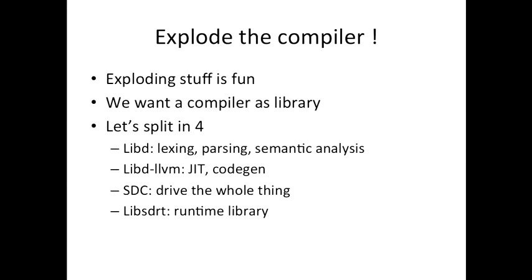So now we wanted the compiler as a library. So we want to explode SDC as it was. It was a monolithic stuff. So let's split it in 4. The first stuff is libd. So libd is everything that contains the semantic analysis, the lexing, the parsing, the stuff that understands D. Then there is libd-LLVM, which is the stuff that takes what libd generates, so fully analyzed D code in some intermediate representation, and can generate machine code using LLVM.